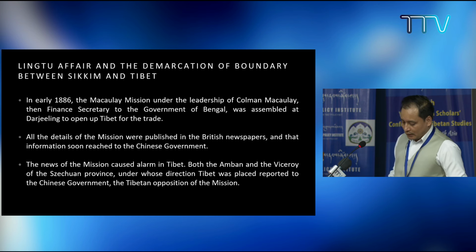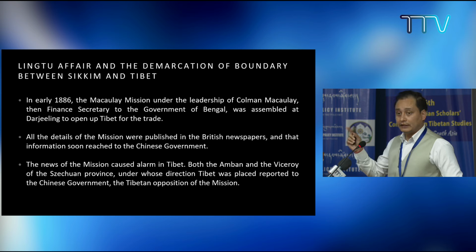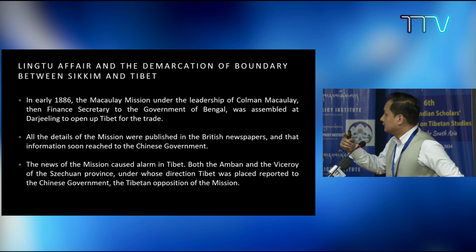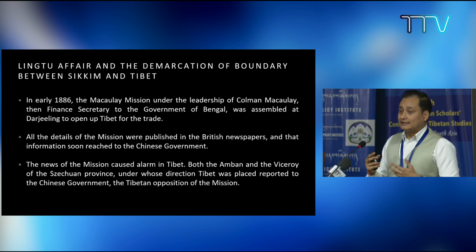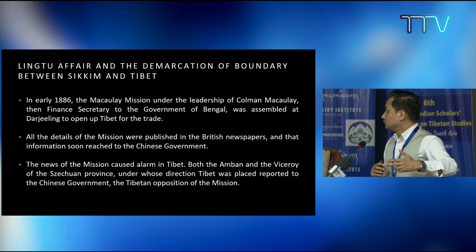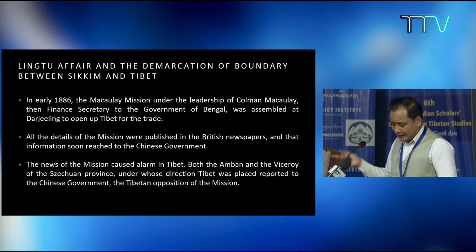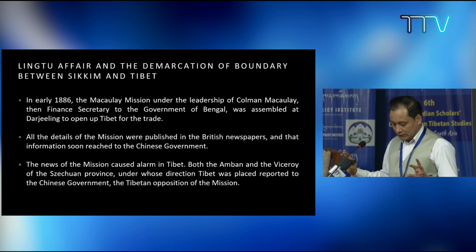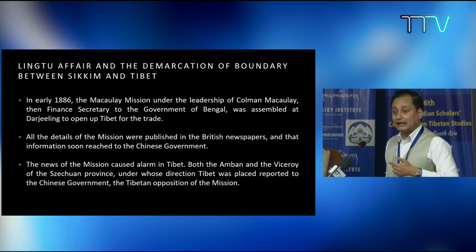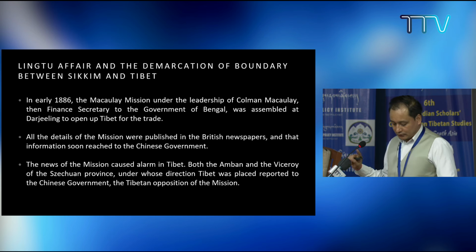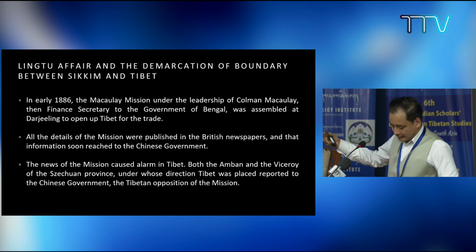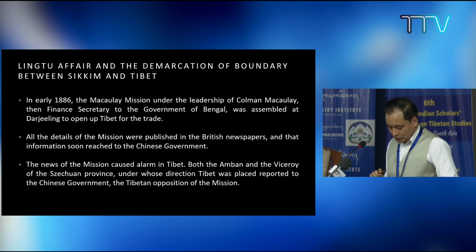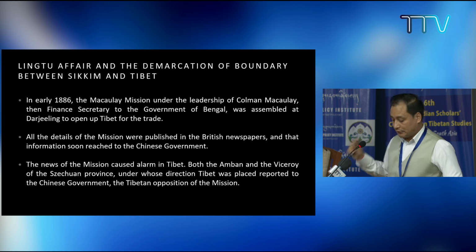So in early 1886, the Macaulay mission, under the leadership of Colonel Macaulay, then finance secretary to the government of Bengal, was assembled at Darjeeling to open up Tibet for trade. The British wanted to have a trade relation with Tibet, and Tibet was reluctant. The details about that mission were published in British newspapers, and it even reached the Chinese government. So news of the mission alarmed the Tibetans. Both the Amban and the Viceroy of Sichuan province, under whose direction Tibet was at that point of time, were against this mission.